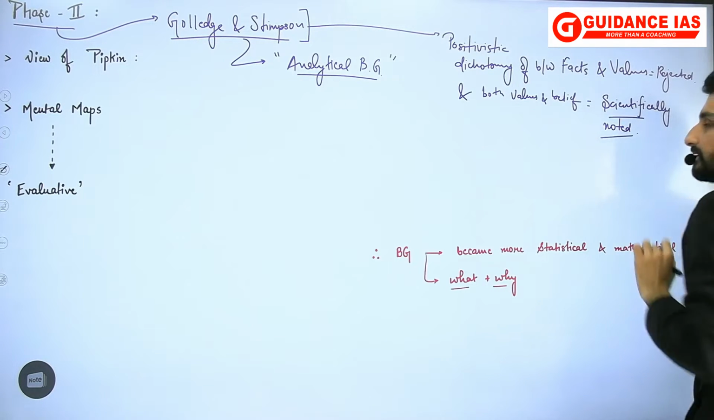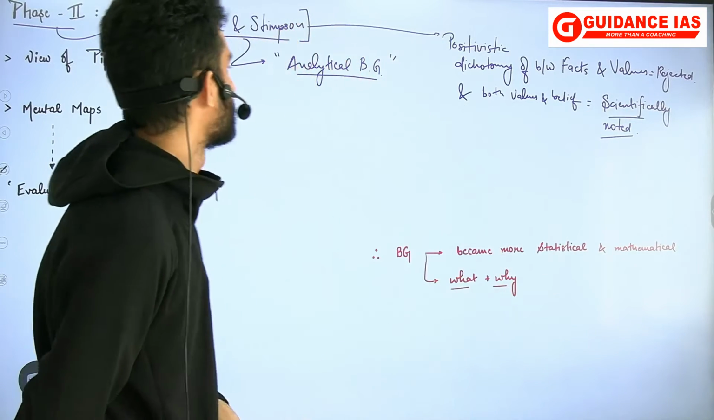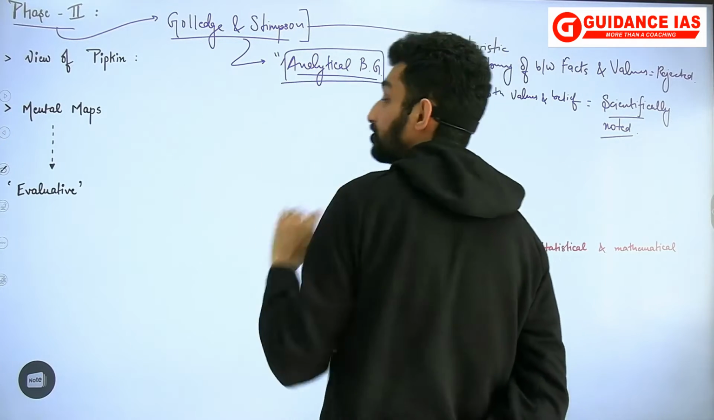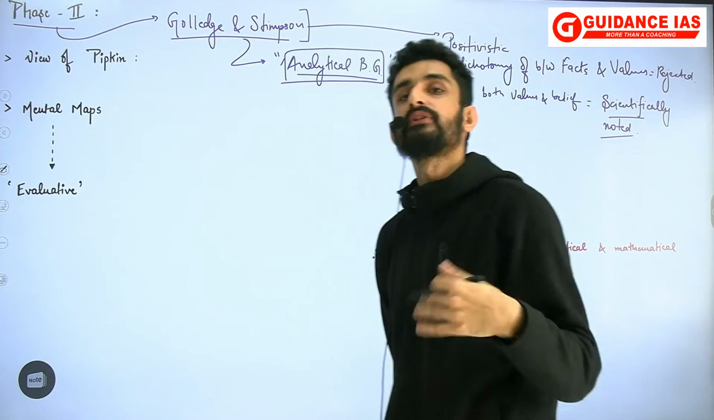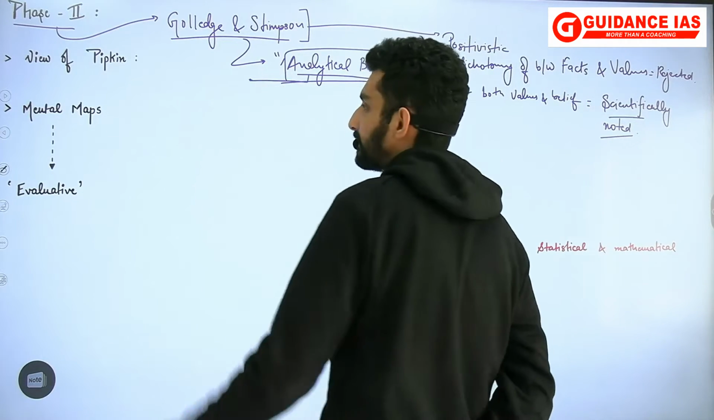I hope it is clear. Or should also be scientifically studied, or should be studied in a scientific manner. So they coined the term analytical behavioral geography, and therefore the later approaches to study behavioral geography were all based on this analytical aspect.